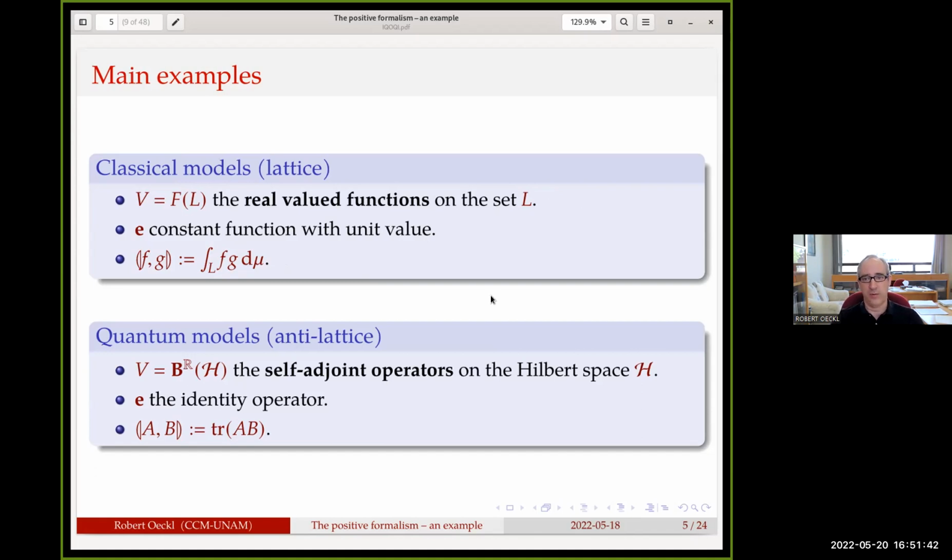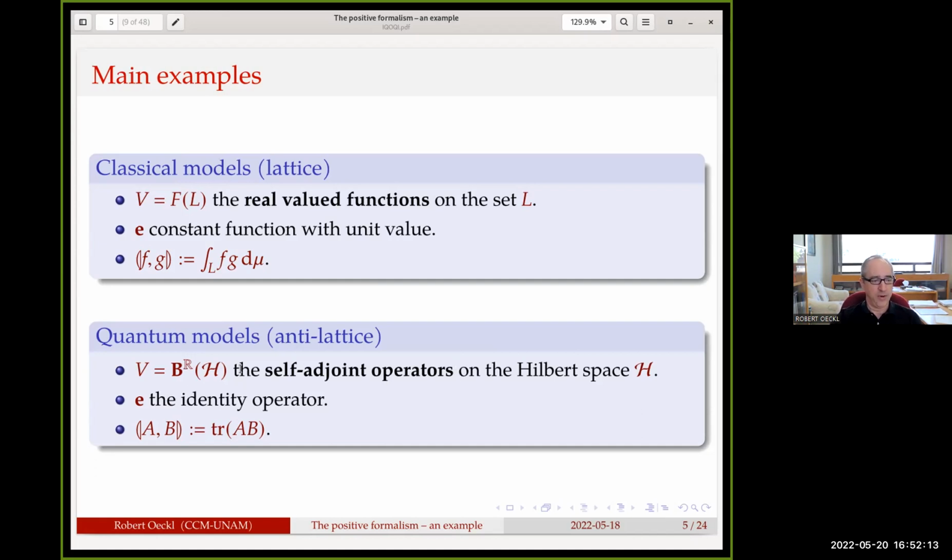Now, in the quantum theory, as you know, the basic object is a complex Hilbert space. And then the partially ordered vector space is simply the space of self-adjoint operators on it, where the notion of positive operator gives you the partial order, right? So an operator is larger or equal to another one if their difference is positive, okay?